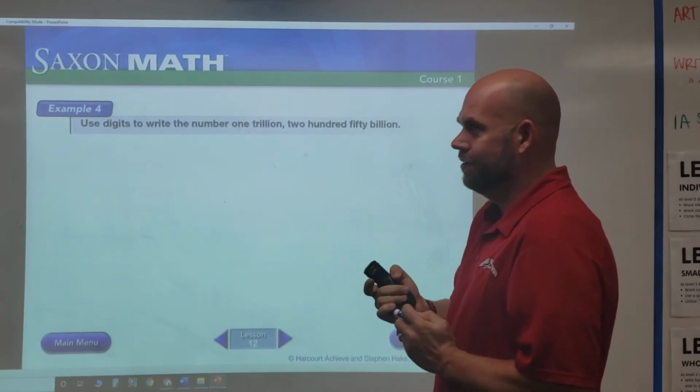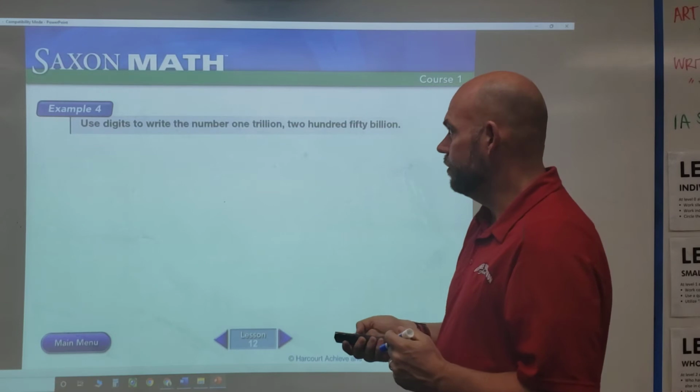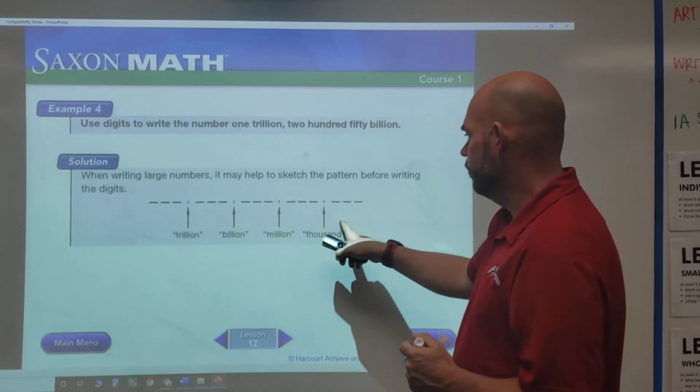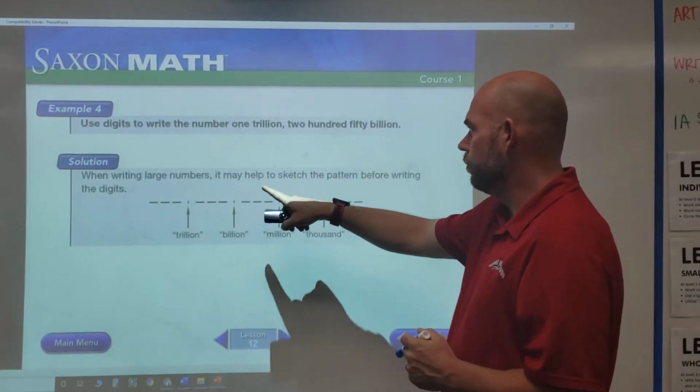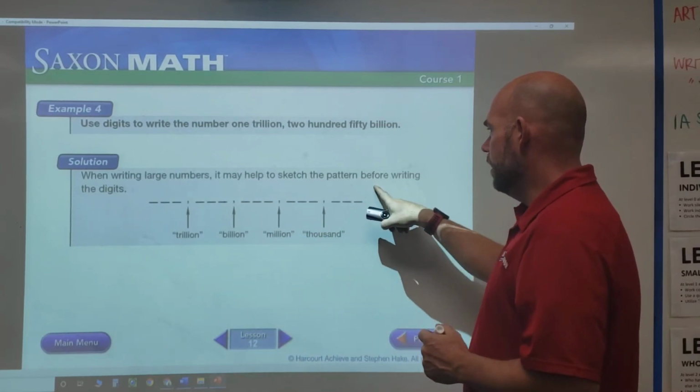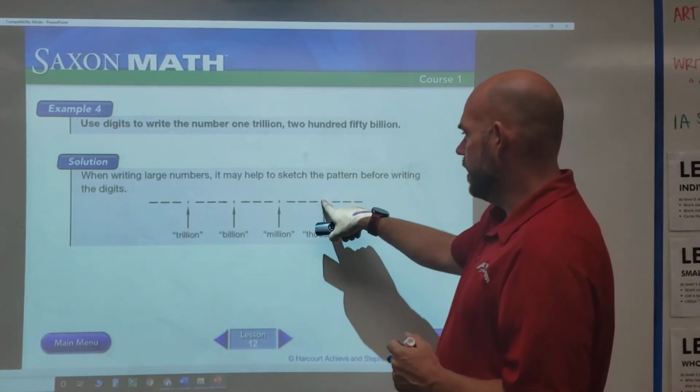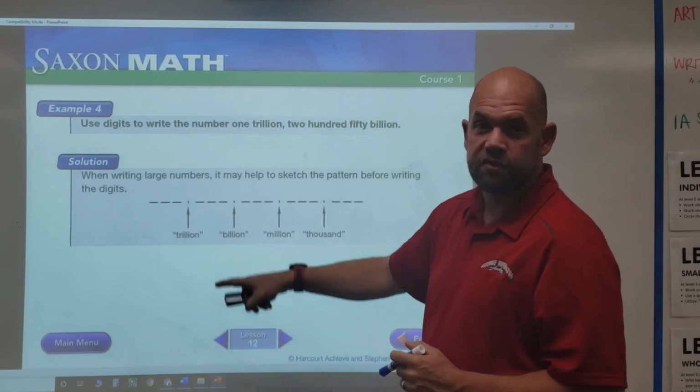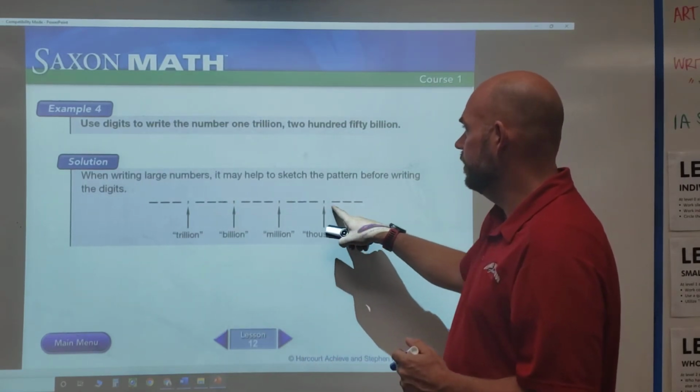Use digits to write the number 1,250,000,000,000. All right, so now we're looking at a lot of zeros. I'm going to go ahead and show this. This makes it a little easier. When you're writing large numbers, you can sketch the pattern before. So you can say 1,000, million, billion. So you can go ahead and write that out. Then we're just going to fill in our zeros.